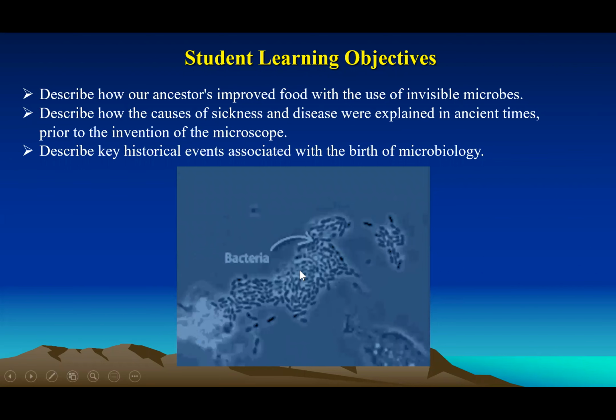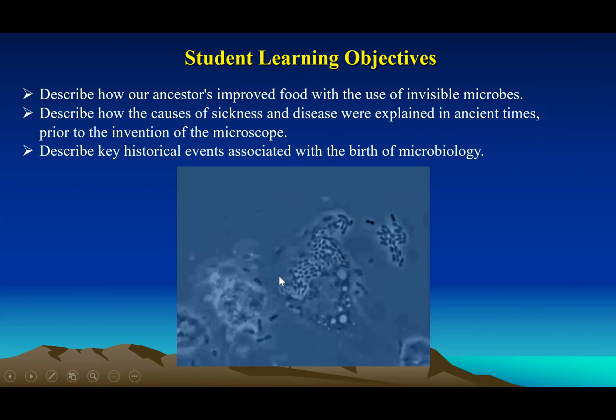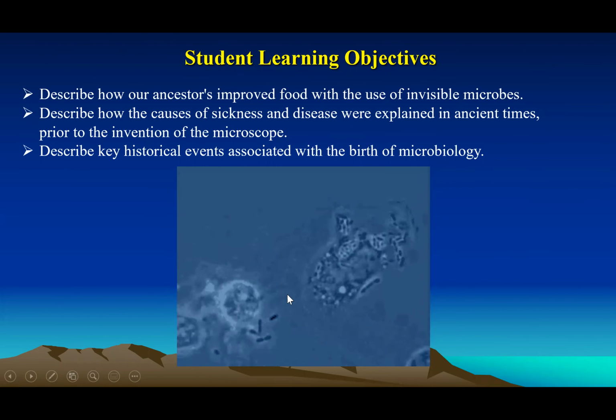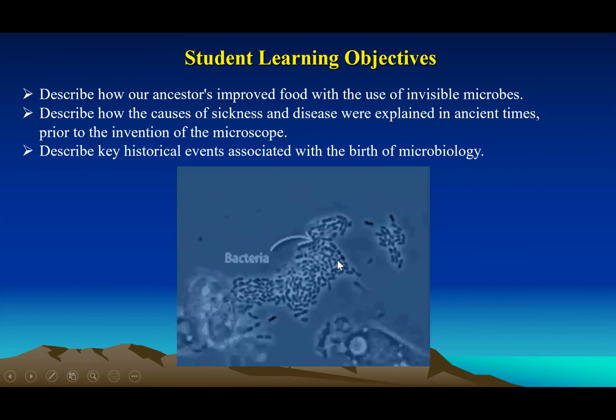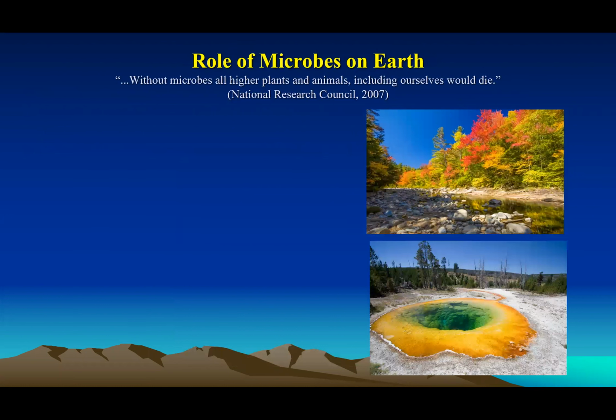So here's a nice animation of how there's a lot of bacteria here and the white blood cells are able to engulf it. It's the immune system of your body. So microbes can be seen only with the aid of a microscope.